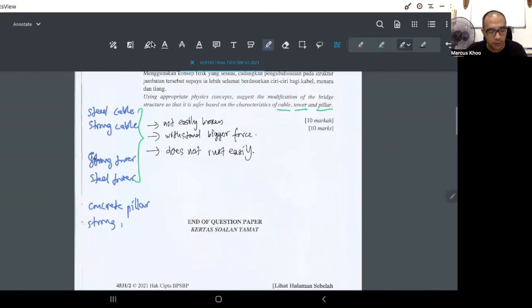So it's kind of like strong cable, strong tower, strong pillar. It's the same, just different wording. I'm actually looking at the marking scheme, and they're giving the entire thing the same. And also the same reason, except that for concrete you cannot say does not rust easily. Sorry, somebody talking to me?